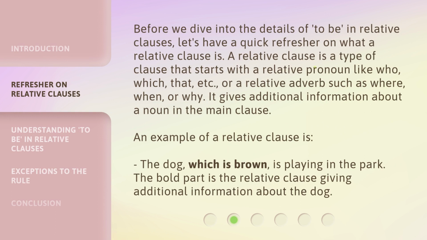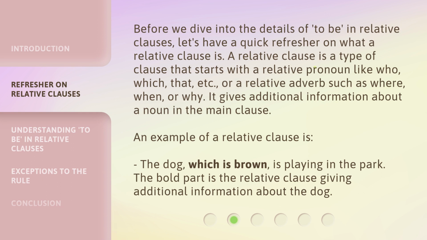Before we dive into the details of to be in relative clauses, let's have a quick refresher on what a relative clause is. A relative clause is a type of clause that starts with a relative pronoun like who, which, that, etc., or a relative adverb such as where, when, or why. It gives additional information about a noun in the main clause.